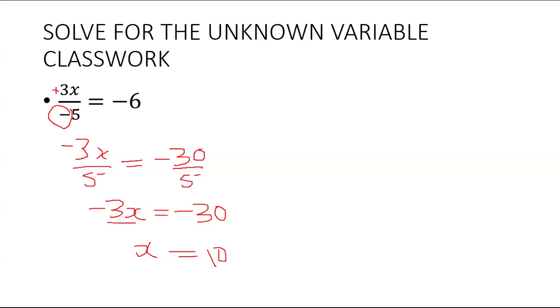That is because you divided both sides by negative 3. Negative 30 divided by negative 3 will give you 10. And negative 3 divided by negative 3 will just give you 1. But remember, we do not write it. So that's why you have x is equal to 10.